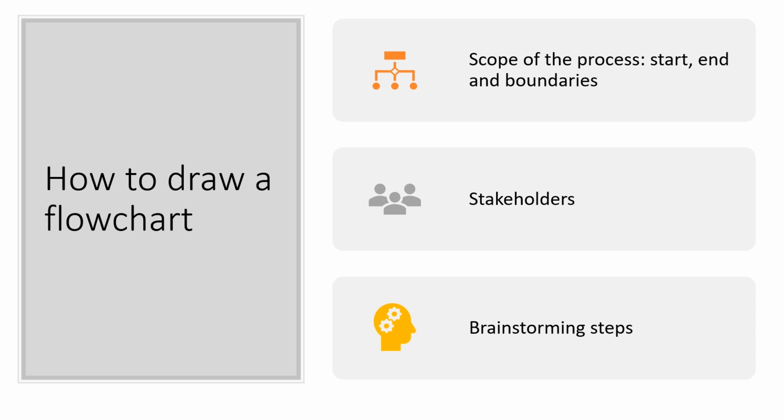To draw a flowchart of any specific process, we should have at least 3 clear items: start, end, and the scope of a process. What does this mean?